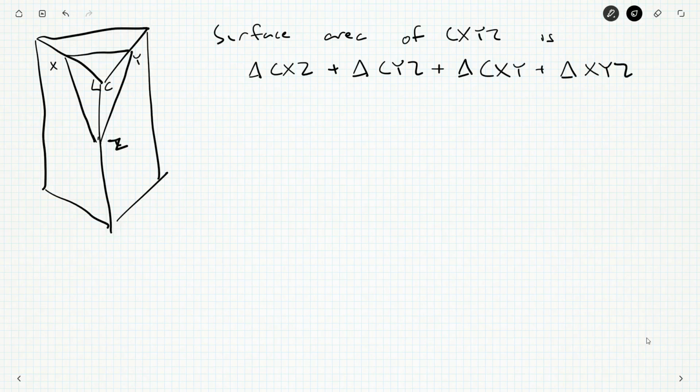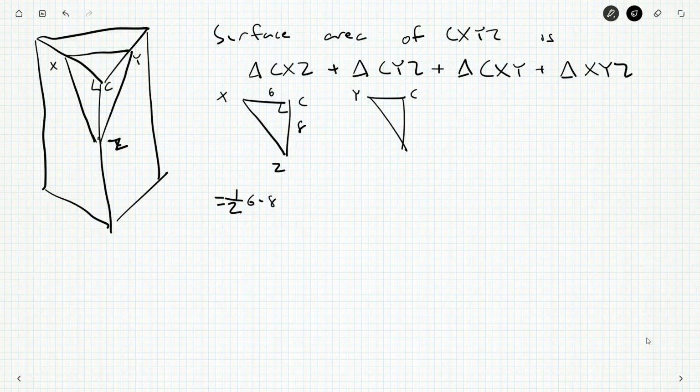So CXZ, we already saw, has a base of 6, height of 8. So this is going to be 1/2 times 6 times 8. This one here, same sort of thing. YCZ, 8, 6, and it's also right angled. So this is 1/2 times 6 times 8. This one here, it's equilateral of side length 6.